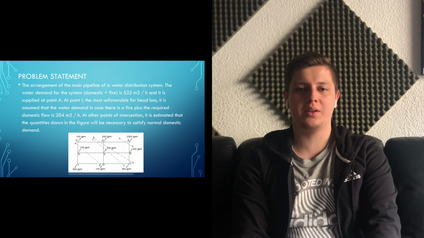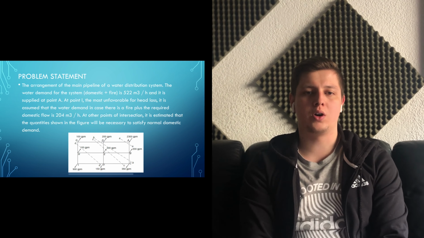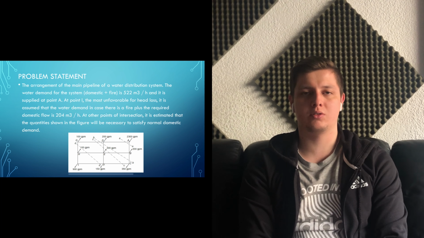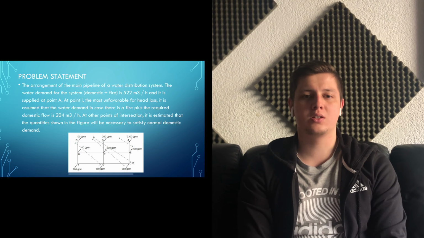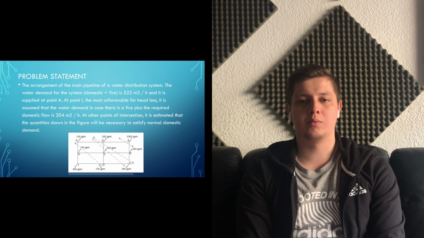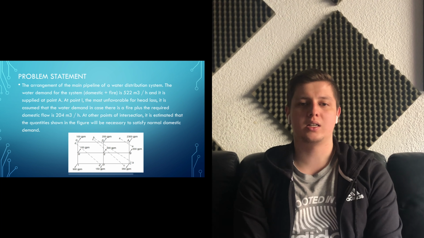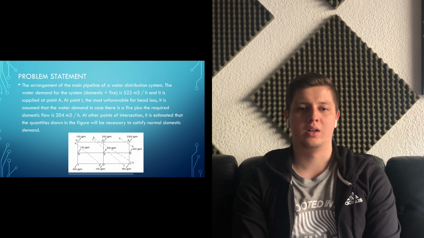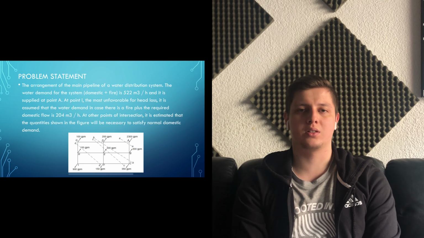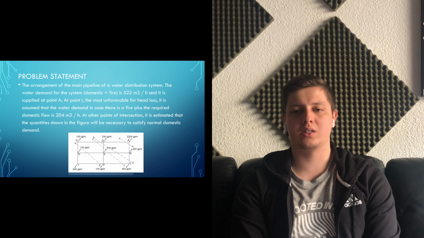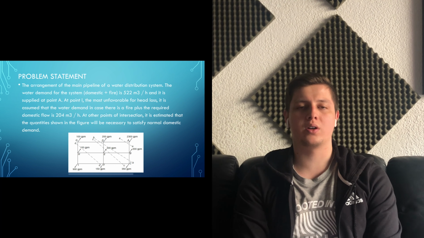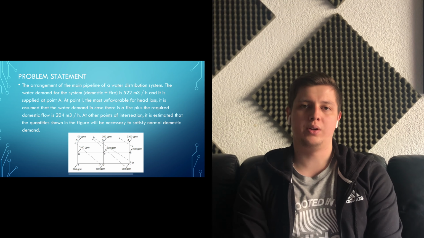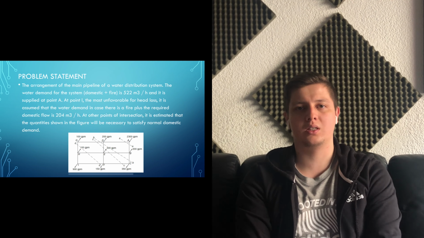Okay, in this part, I'm going to read you the problem, and it says this: the arrangement of the main pipeline of a water distribution system. The water demand of the system is 522 cubic meters per hour, and it is supplied at point A at point I, the most unfavorable for head loss. It is assumed that the water demand in the case of a fire plus the required domestic flow is 204 cubic meters per hour. At other points of intersection, it is estimated that the quantities shown in the figure will be necessary to satisfy a normal domestic demand.